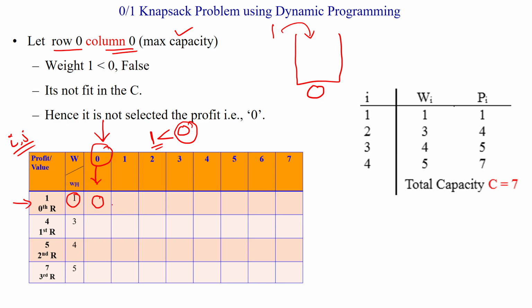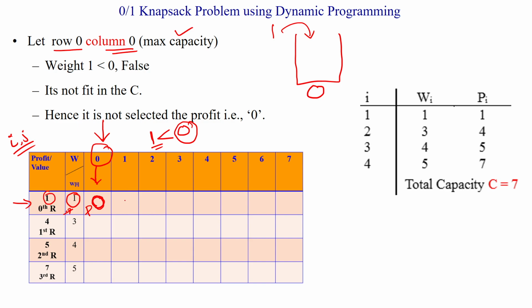If you have not selected the item, the profit is also 0 here, so the profit has to be entered in the cell. If you are not selecting the item, 0. If you are selecting this item, the profit will be 1. Right, now we are moving to the next column.